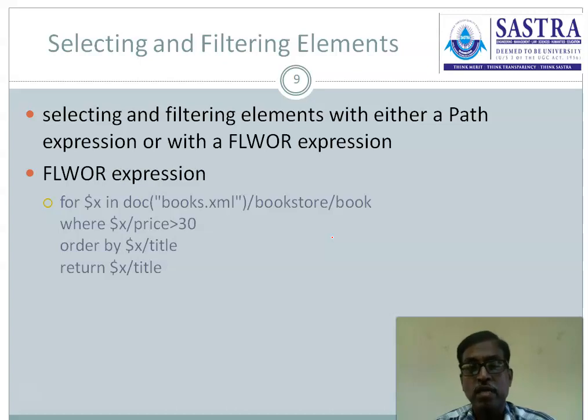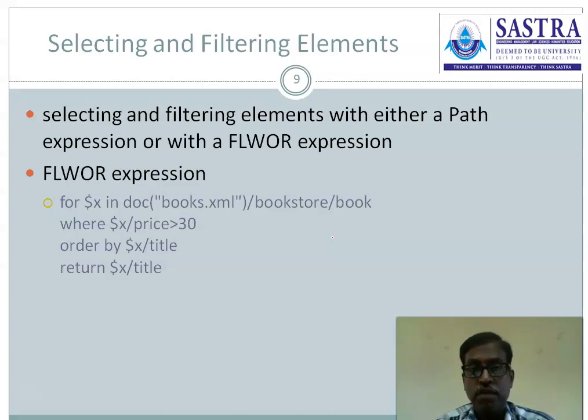Next, selecting and filtering the elements. See, sometimes you don't want to get all the book titles, right? You want to get only the respective book titles based on some conditions. In that case, you can give either a path expression or a FLWOR expression. Already we have discussed the comparison between path expression and FLWOR expression. You can apply either one.